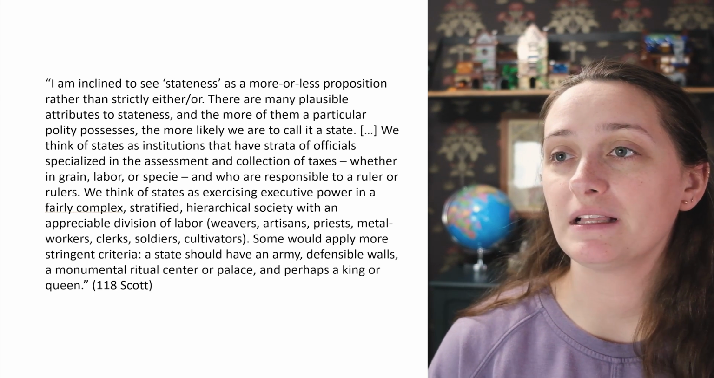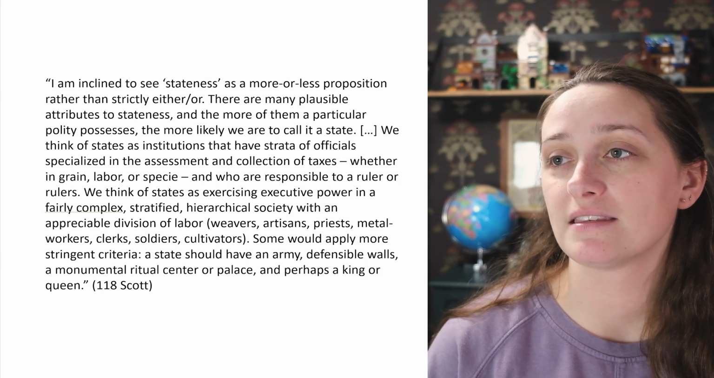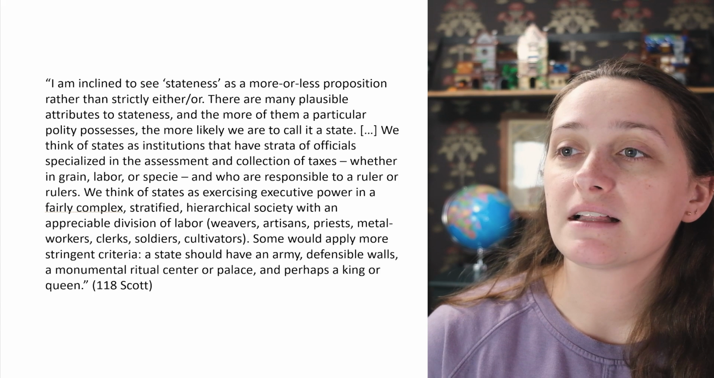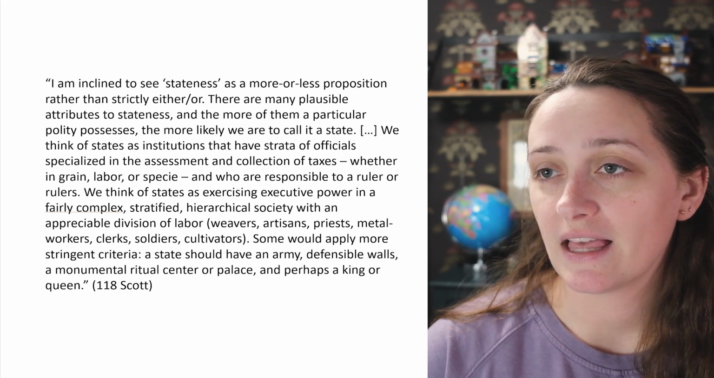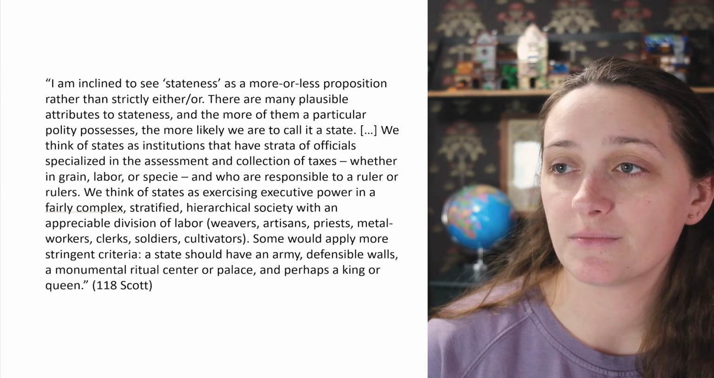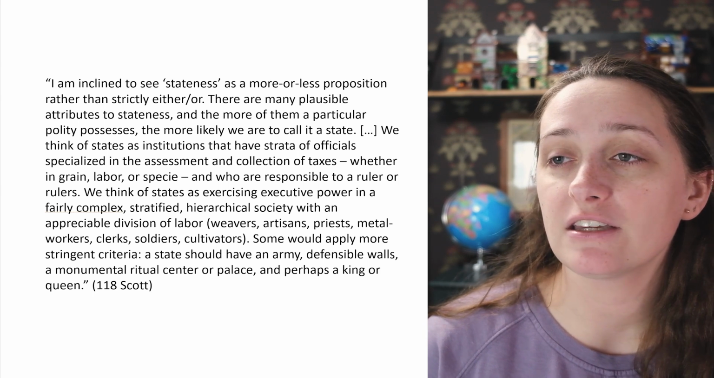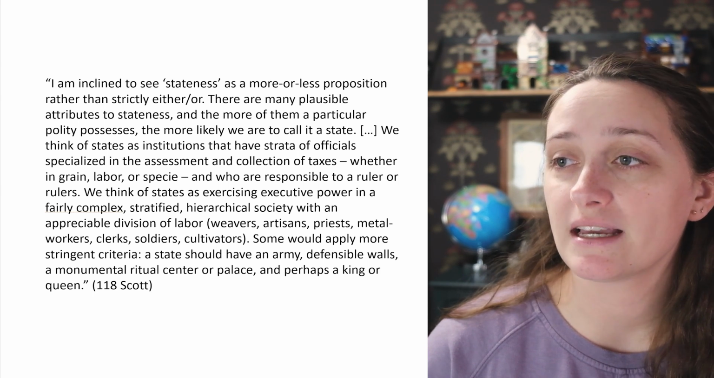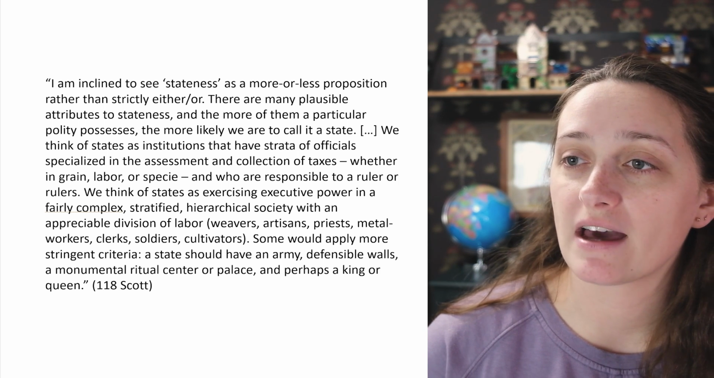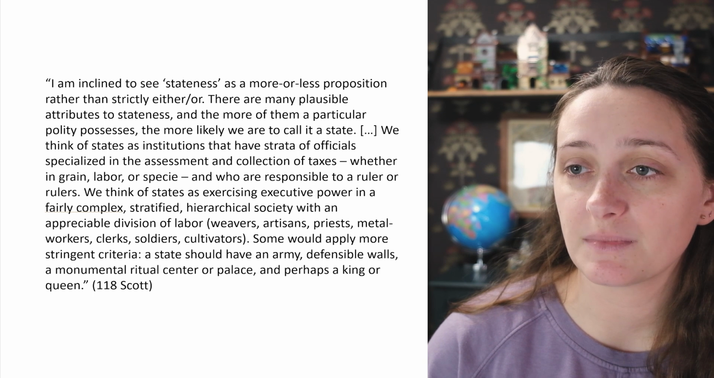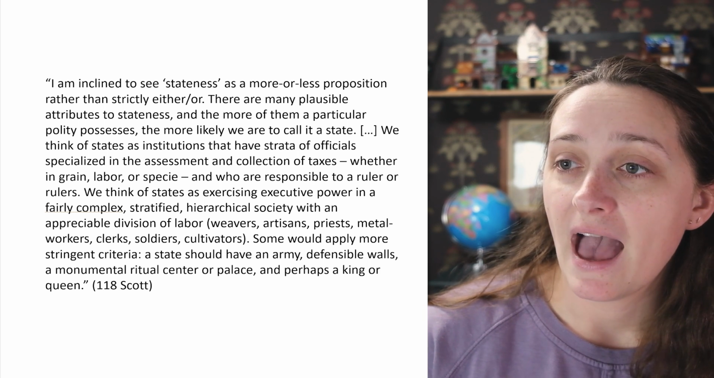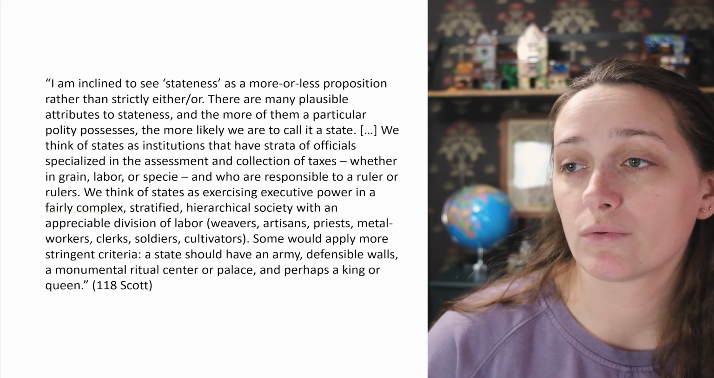For our purposes, we will be looking at what James C. Scott said on defining a state in Against the Grain. "I am inclined to see stateness as a more or less proposition rather than strictly either or. There are many plausible attributes to stateness, and the more of them a particular polity possesses, the more likely we are to call it a state. We think of states as institutions that have strata of officials specialized in the assessment and collection of taxes, whether in grain, labor, or specie, and who are responsible to a ruler or rulers.